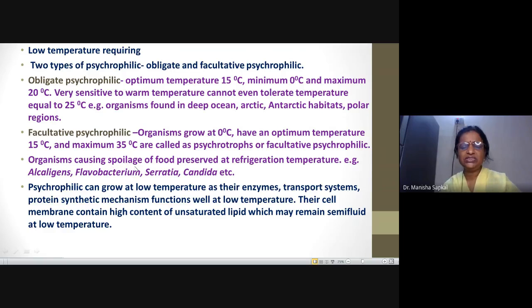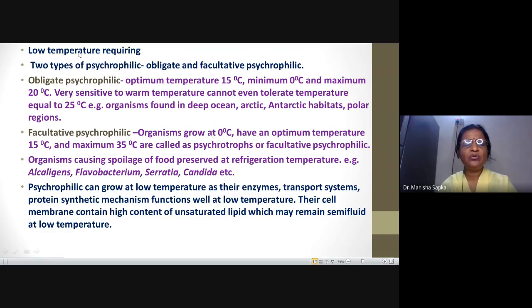Here are organisms causing spoilage of food preserved in the refrigerator. We generally observe that if we keep a food in the refrigerator, especially any milk product, for a prolonged time, then it may get spoiled. So these organisms which cause spoilage of food stored in the refrigerator come under this group. And examples are Alcaligenes, Flavobacterium, Serratia, Candida, etc. And the last one is psychrophilic, can grow at low temperature.